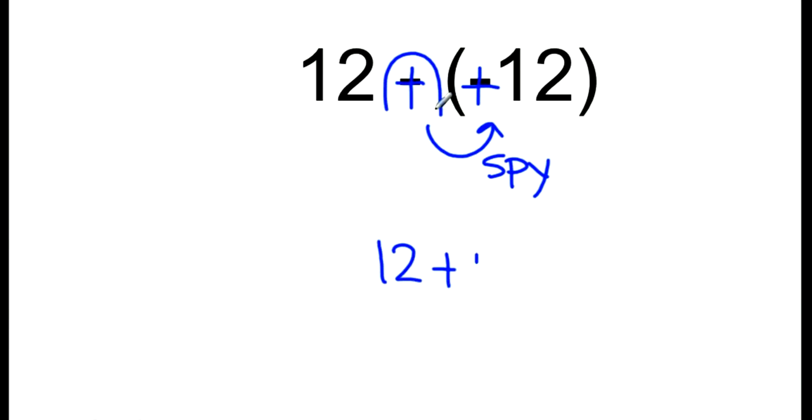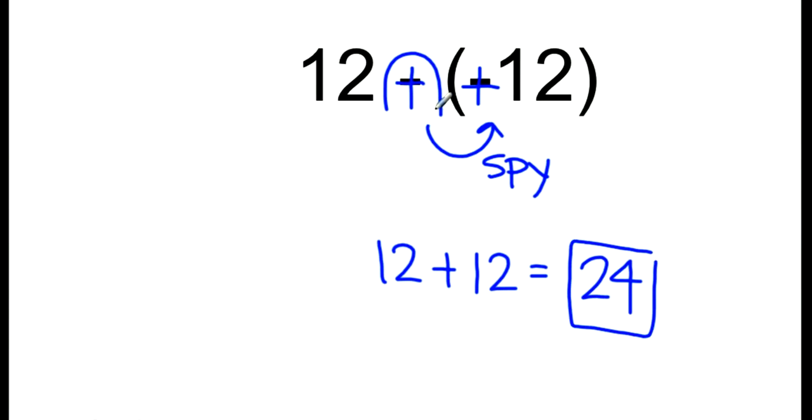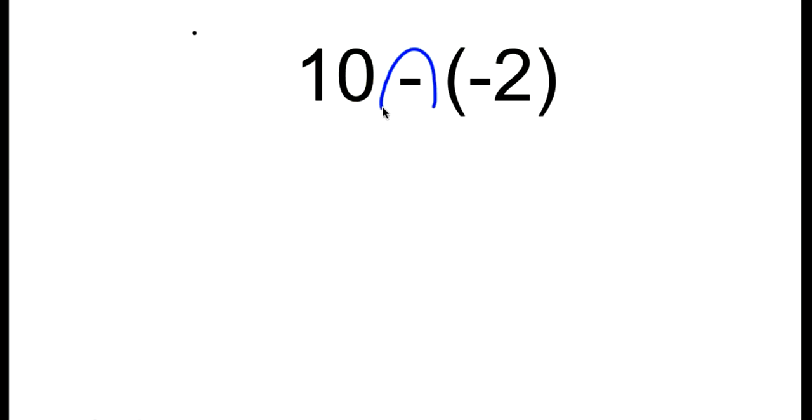Is integer hill positive? It's not. So I have to change it to positive. Change the guy to the right because he's a spy. So I have 12 plus 12. They're both positive, so we're going to join forces, and when they join, we're going to get +24.